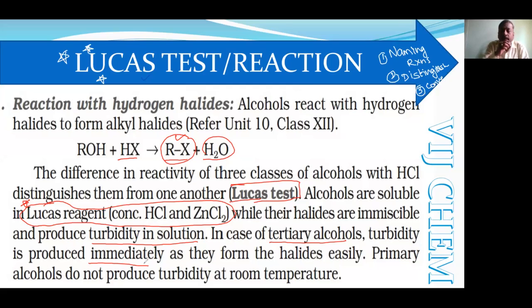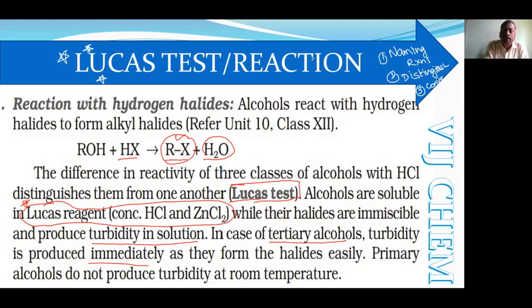So if in any reaction you understand that there is an alcohol, but you don't know whether it is primary, secondary or tertiary, then if turbidity occurs immediately, it is a tertiary alcohol. If turbidity is not produced at room temperature, it is a primary alcohol. If turbidity is produced after a few minutes, it will be a secondary alcohol. This way we can differentiate the alcohols into three types.